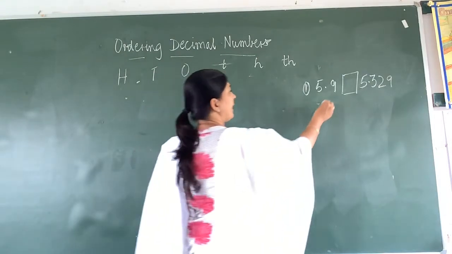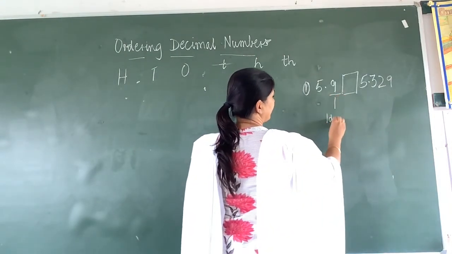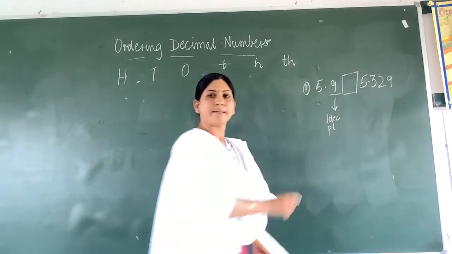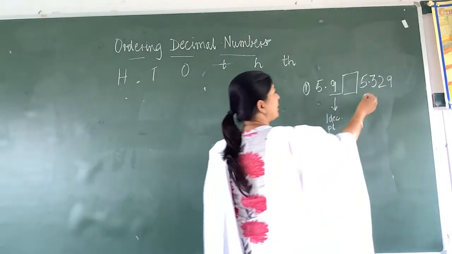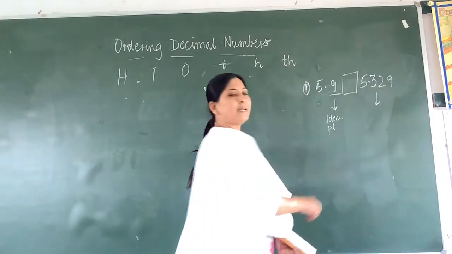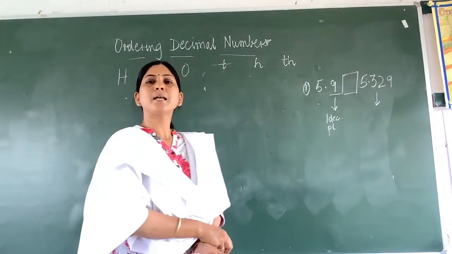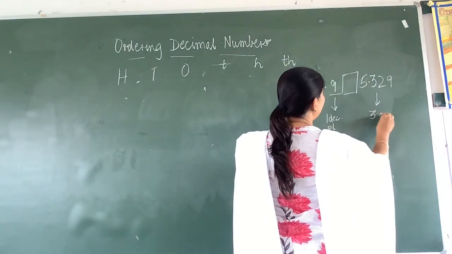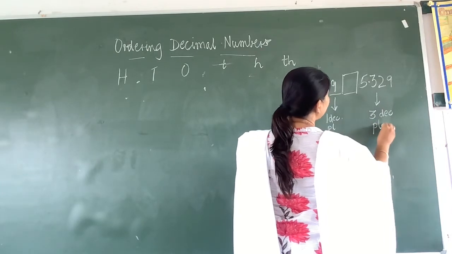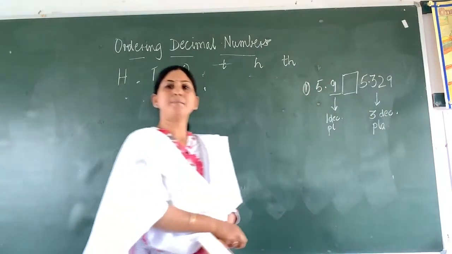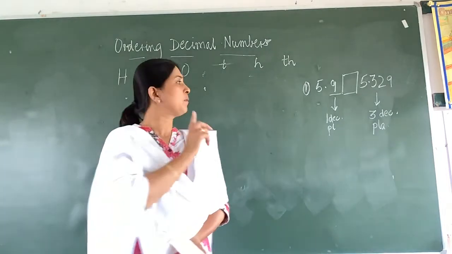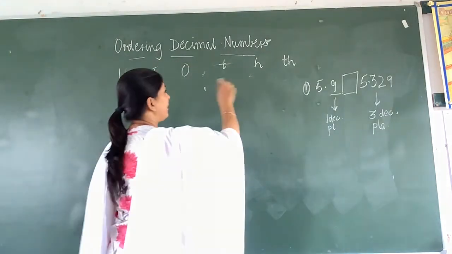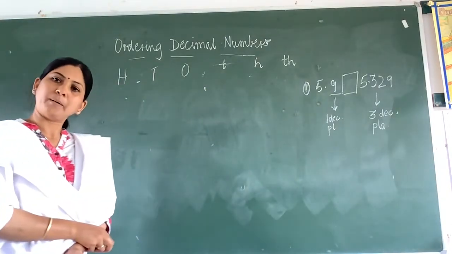Now see, 5.9 has 1 decimal place. And 5.329, how many digits are there after the decimal point? There are 3 digits after the decimal point. That means 5.329 has 3 decimal places. So first we will convert these unlike decimals into like decimals. We will write them under the place value chart.